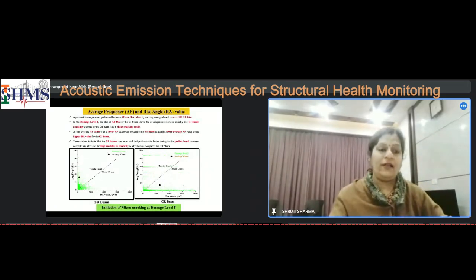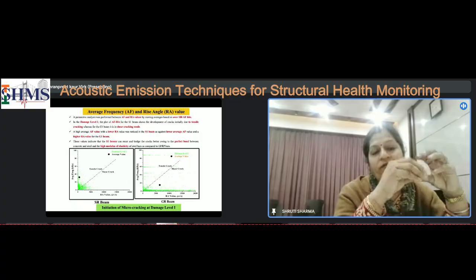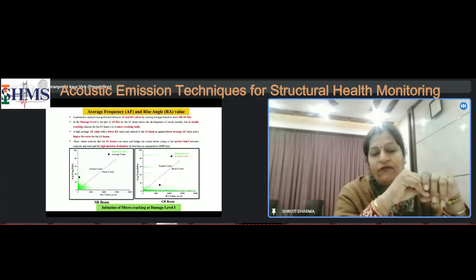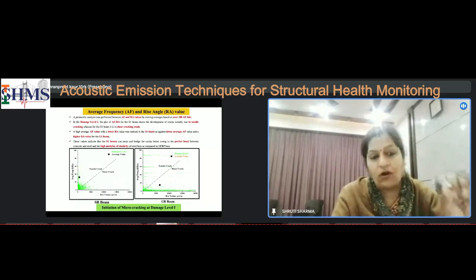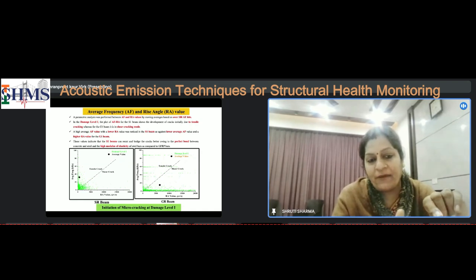So the insight is, there is one parameter, average frequency versus rise angle. If we plot this, we are able to see how the damage is progressing. So if you see the dot on the SR, or the steel reinforced beam, it shows the average. What we are doing is an average frequency plot, where the average has been taken over 100 AE hits. So for the steel reinforced beam, at damage level 1, that means the initial phase, it fails in tension, whereas the GFRP reinforced beam fails in shear.